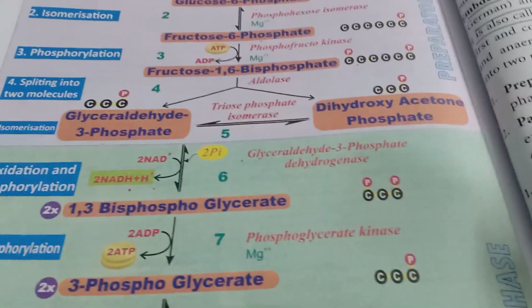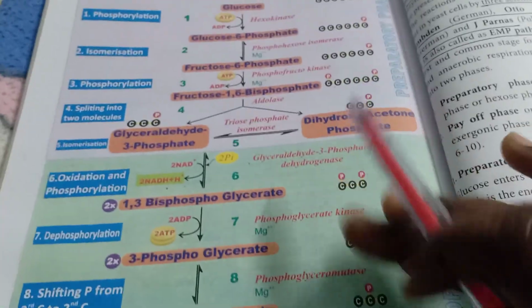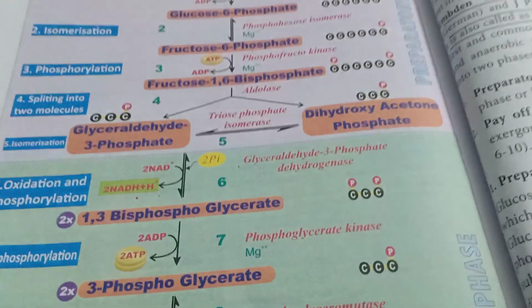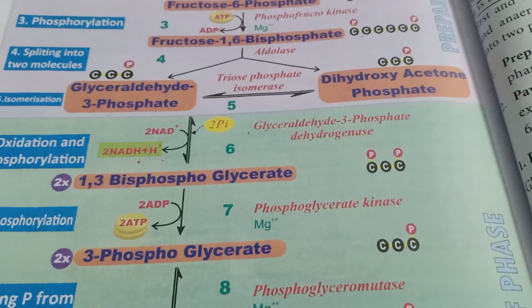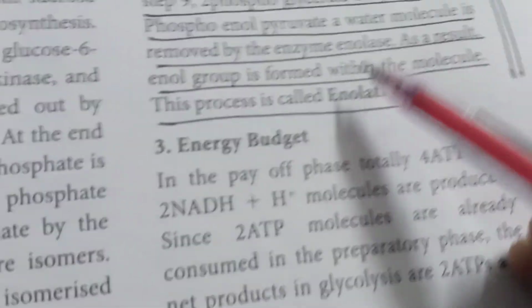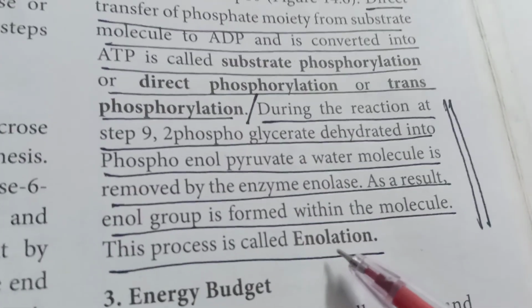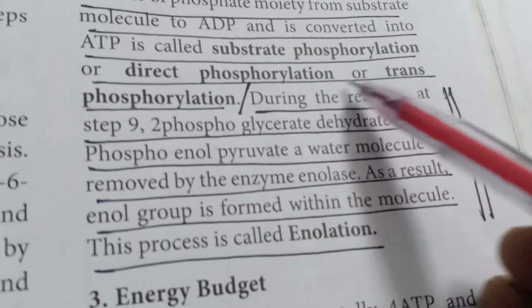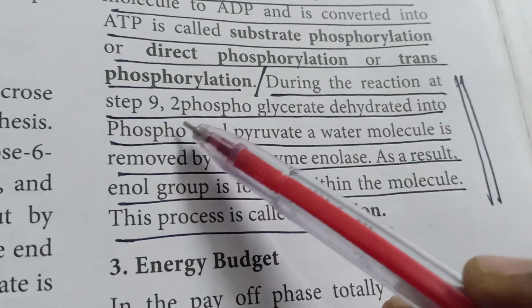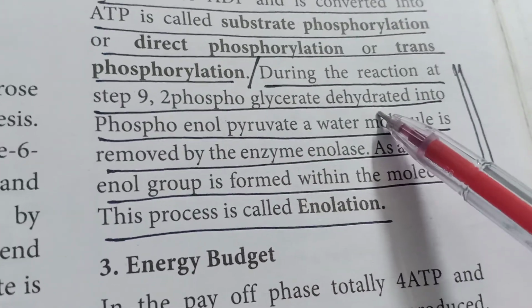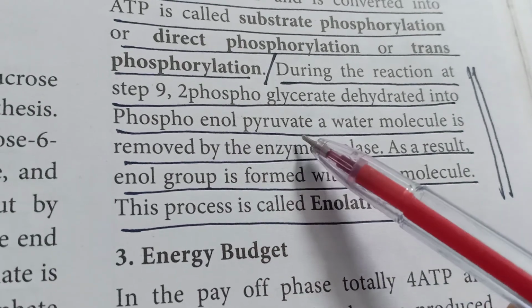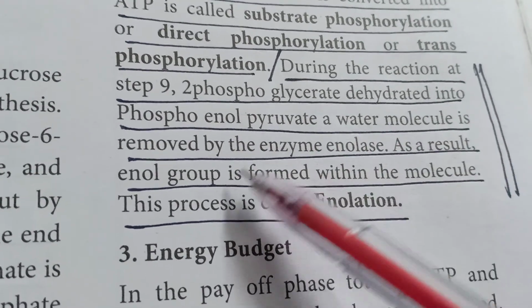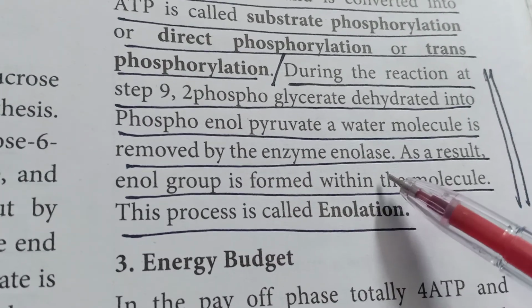So when you go to competitive exams, this may be a very, very simple thing. Children, I want you to go through this slowly and quietly so that you can learn those definitions. Now there is a definition: what is enolation? You may get it as a question. During the reaction at step 9, 2-phosphoglycerate dehydrates into phosphoenol pyruvate. A water molecule is removed by the enzyme enolase.